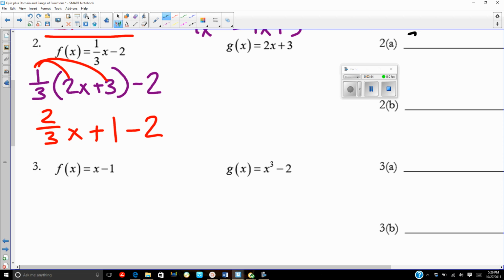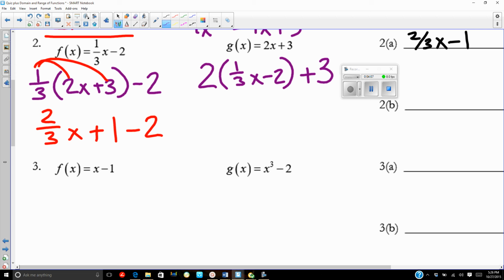So for 2a, we get 2/3 x minus 1, because 1 minus 2 is negative 1. Then we just go the reverse way. g of f of x, that's 2 times 1/3 x minus 2. And don't forget the plus 3 at the end. I believe we're going to get a pretty similar answer here, which is really just a coincidence. 2 times 1/3 x is 2/3 x. 2 times negative 2 is negative 4.